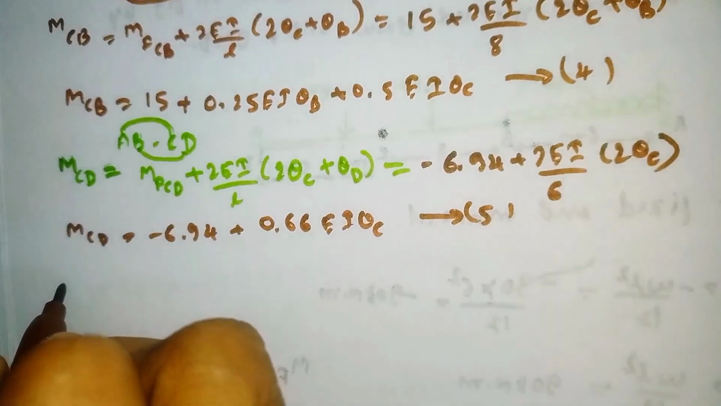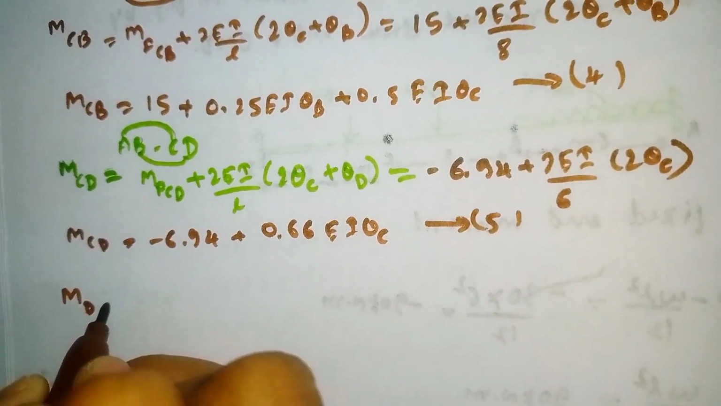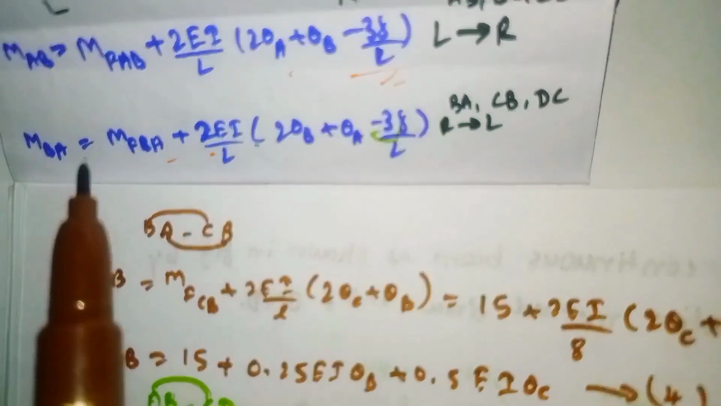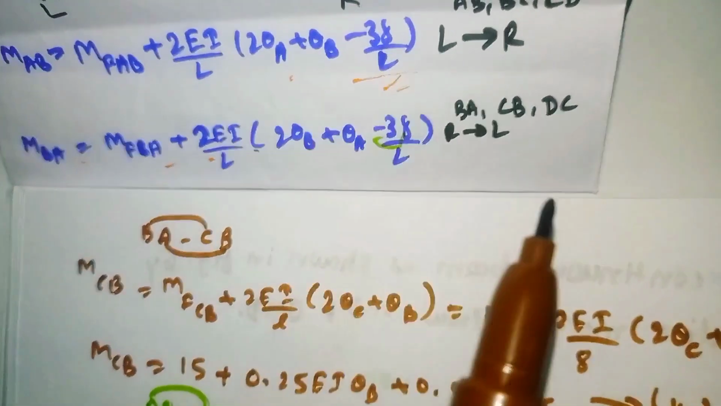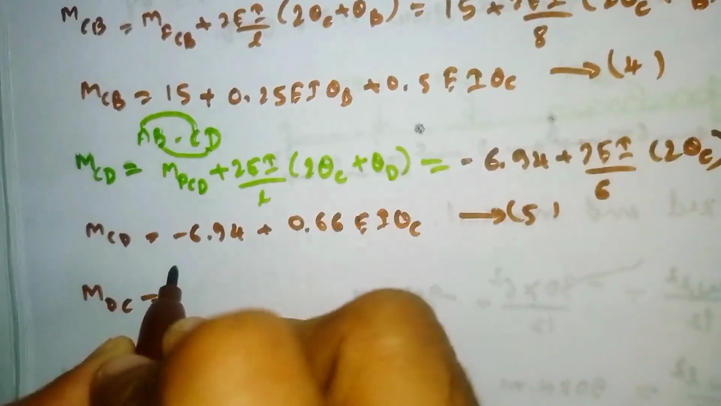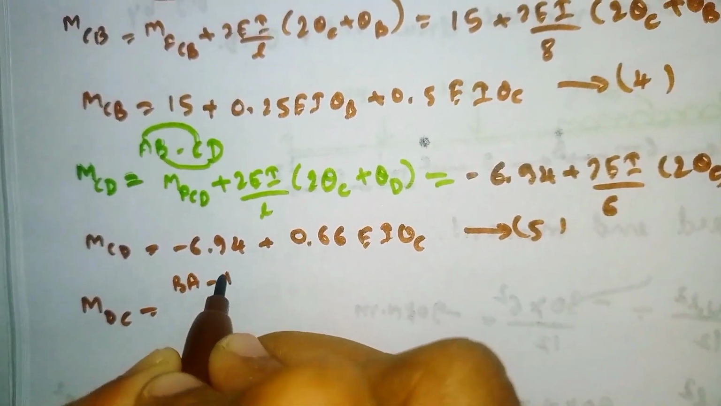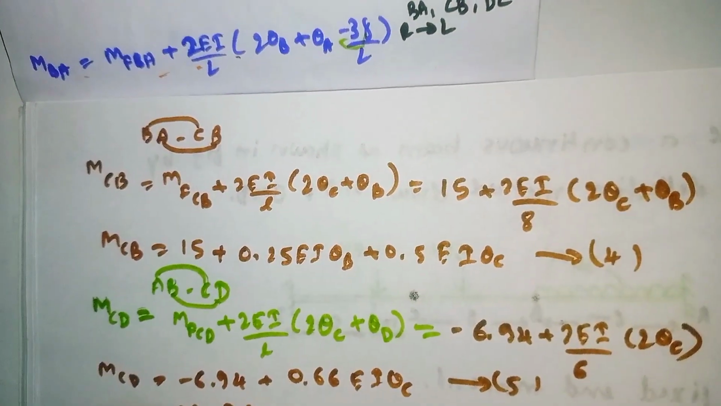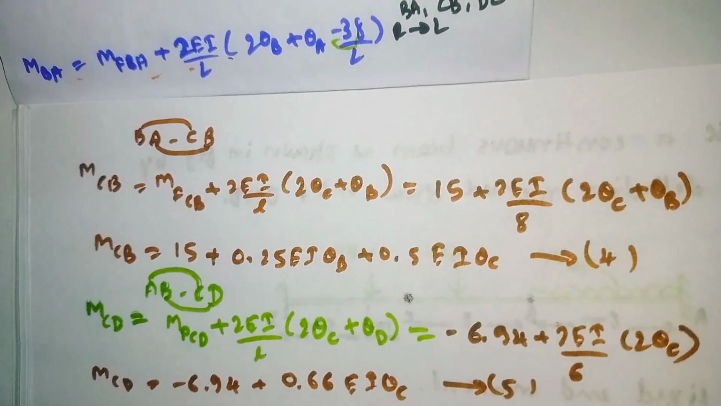So similarly we'll calculate for MDC. For that we have the formula. So we need to substitute in this formula. In case of BA we need to put DC. So now we'll see, MFDC.